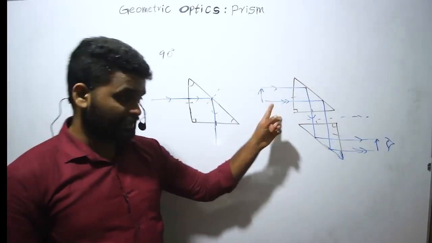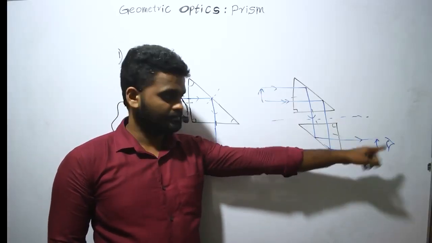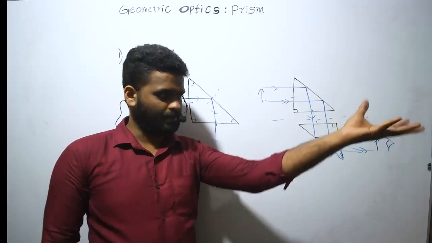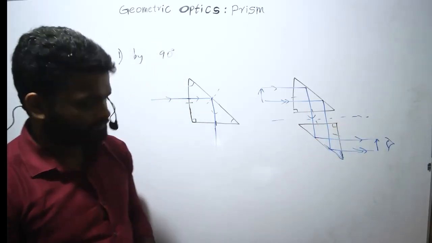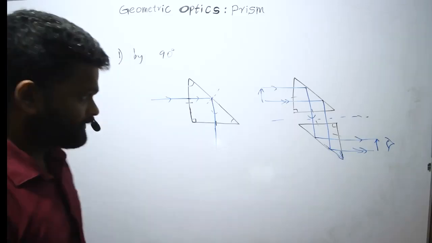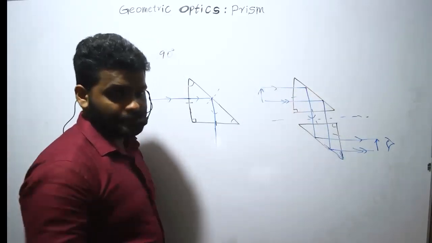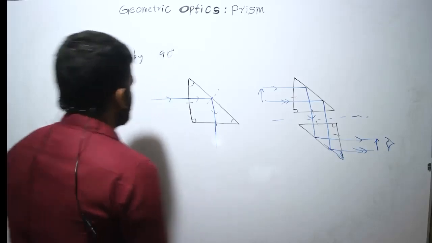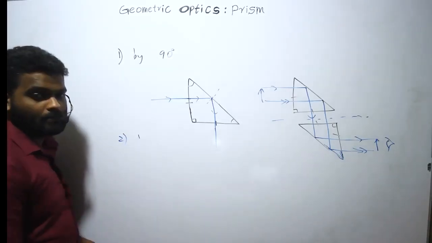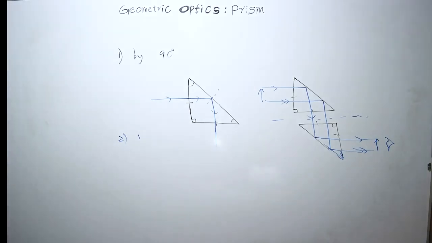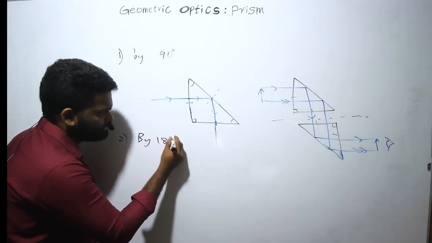Another advantage is it is not inverted. It is upright. So if you see an inverted image, then it is not good, right? Okay. So in these cases, there's a 90-degree deviation. Then second case, write down deviation by 180 degrees.